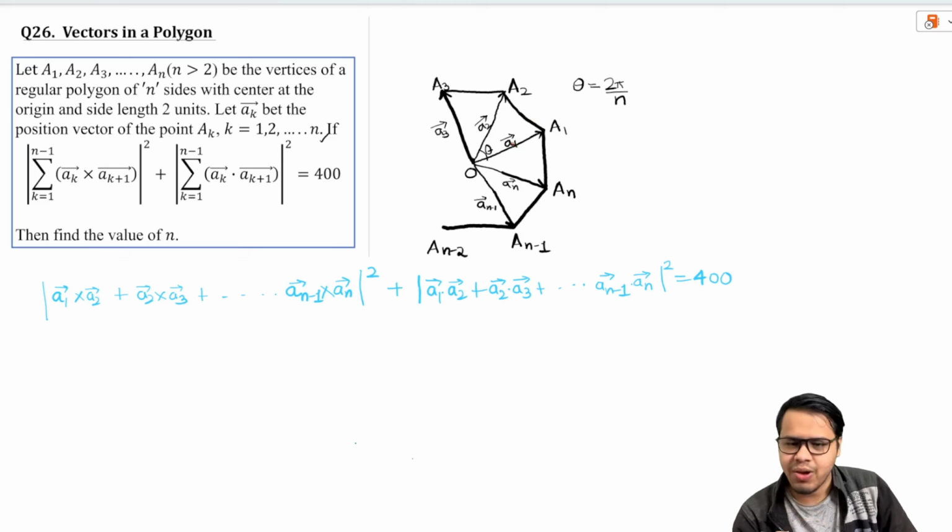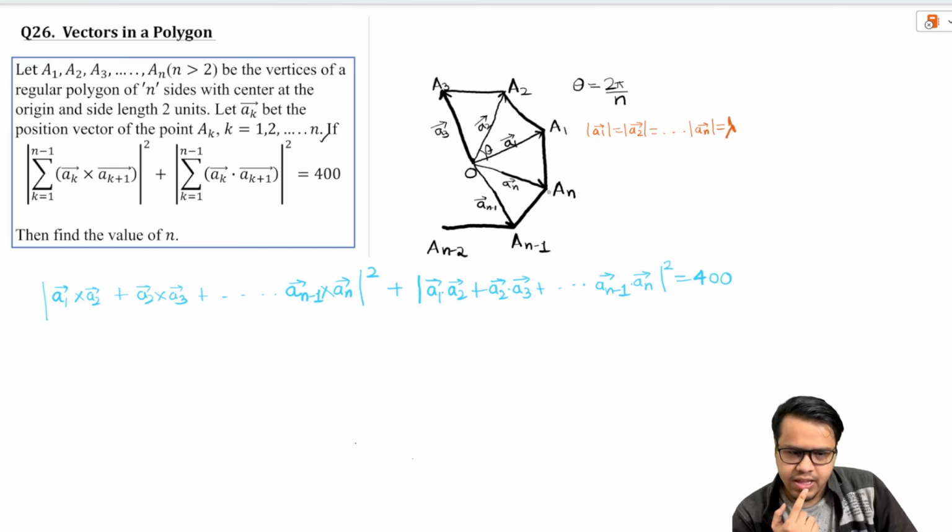You can see in a regular polygon, all of these have the same magnitude. All these diagonals will have the same magnitude. So let's call this lambda. Let's call magnitude of a1 is equal to magnitude of a2 up to magnitude of an vector is equal to lambda. Then this becomes lambda times lambda, and the angle between them is theta, or we can write 2 pi by n. Let's call it theta. And this will occur the same for this, n cap.